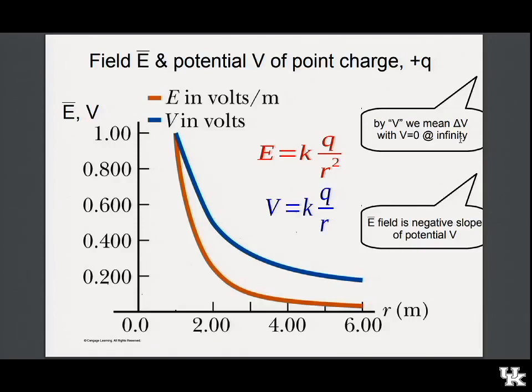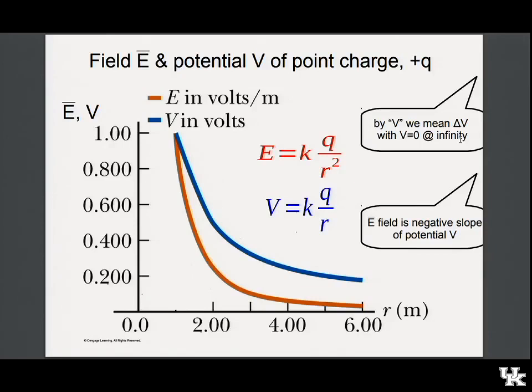So this is the equation for the electrical field of the point charge. It depends on the charge, and it depends on the inverse square of the distance from it. And this is the corresponding equation for the electrical potential of a point charge. It also depends on the charge, not surprisingly, and it falls off as just the inverse of the distance from the point charge.